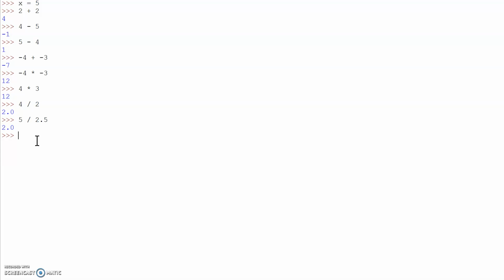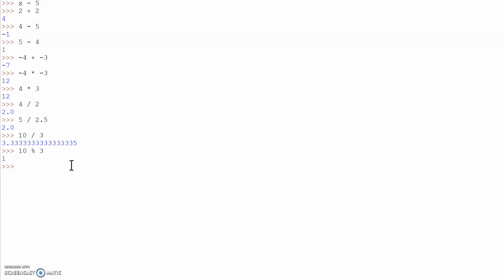The next one is modulus, which is an extension of division. Modulus returns your remainder. If we do 10 divided by 3, the answer is obviously going to be 3.333. But what about 10 modulus 3? Modulus is the percentage mark. 10 modulus 3, you'll see that it returns 1.